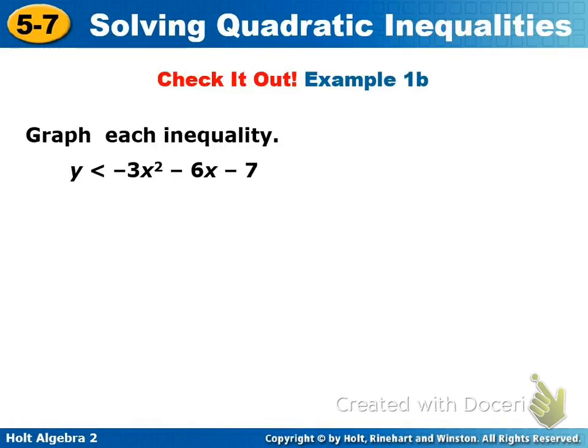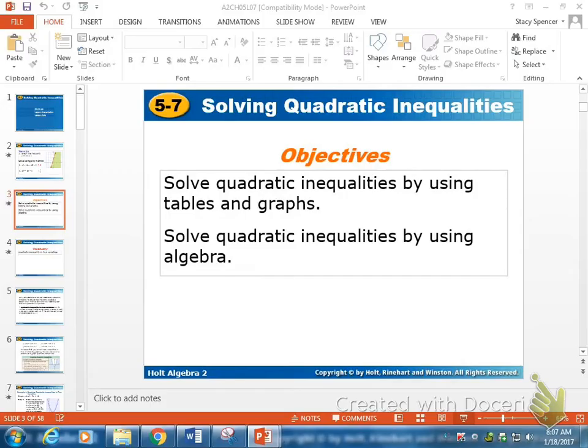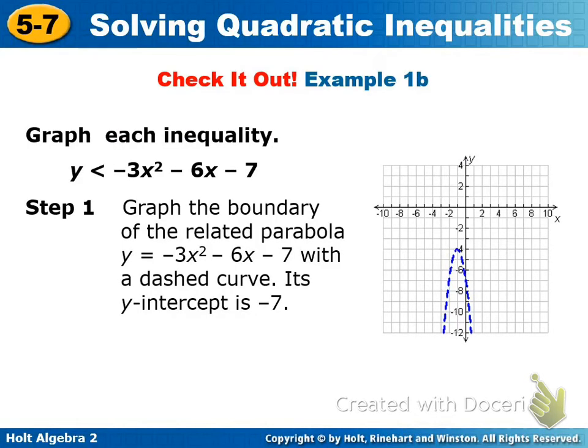Okay, now we're going to take a look at a second example. Now what we have is y less than negative 3x squared minus 6x minus 7. So step 1, we are going to graph that. So let's see what that looks like after we graph it. So we come over, we find our axis of symmetry, we find our vertex, and we find a point. Now, those are the steps that you did for your homework.